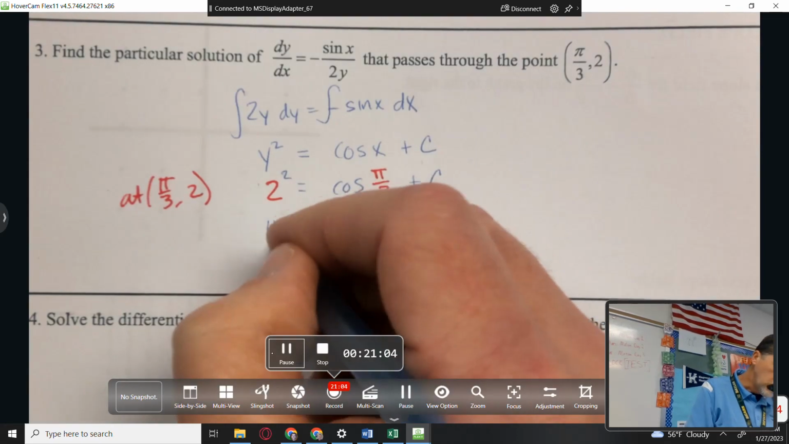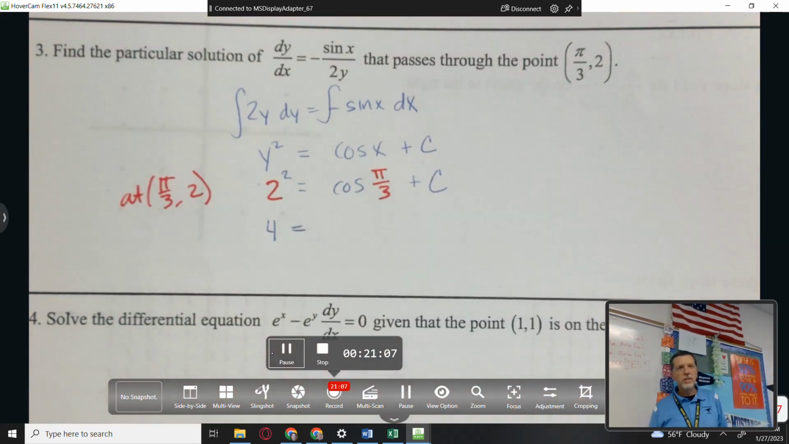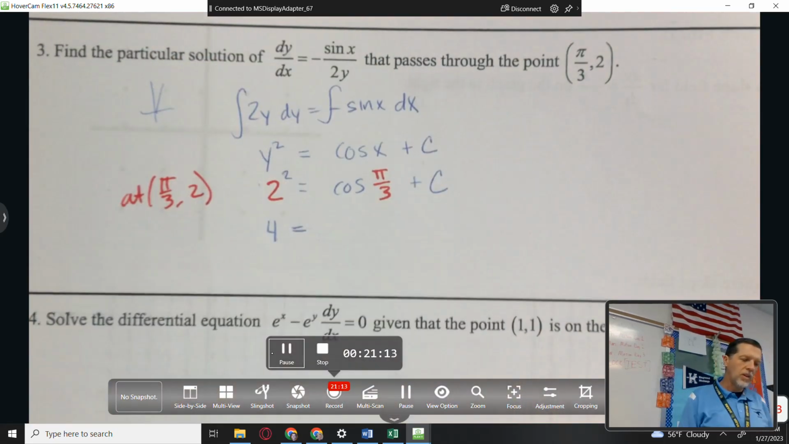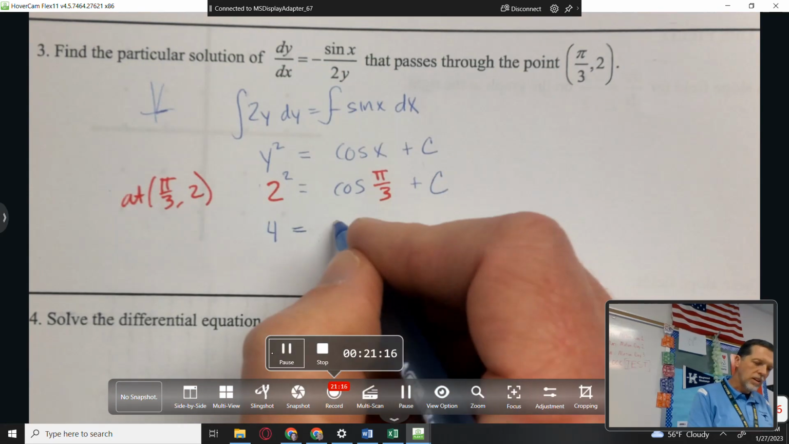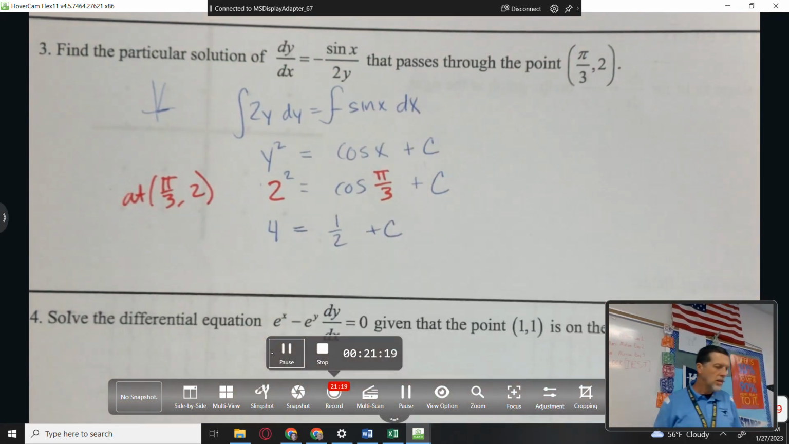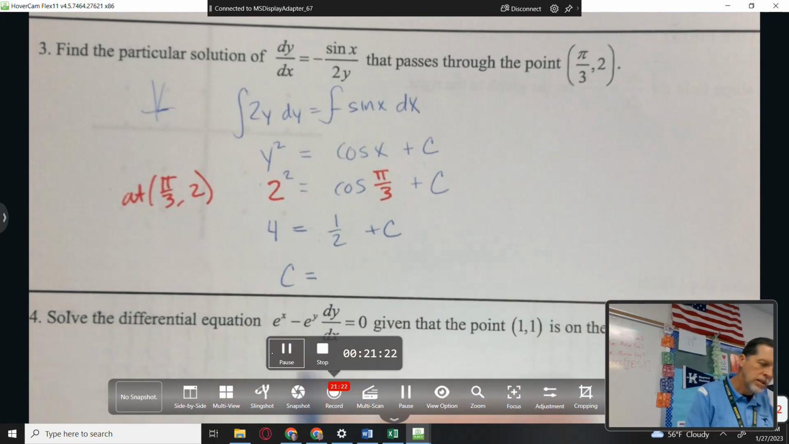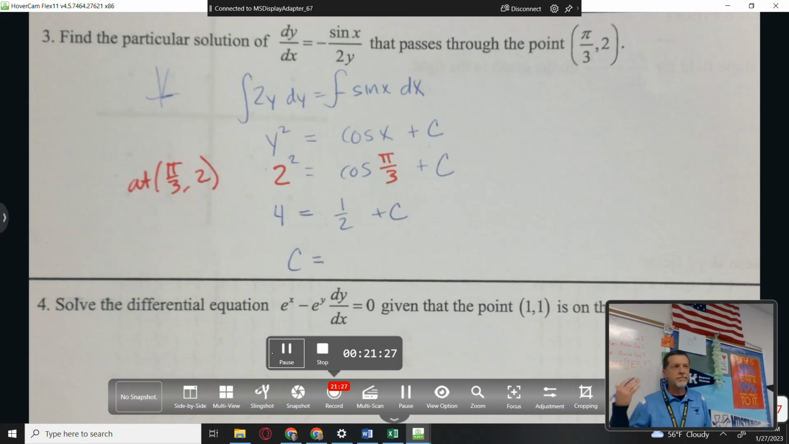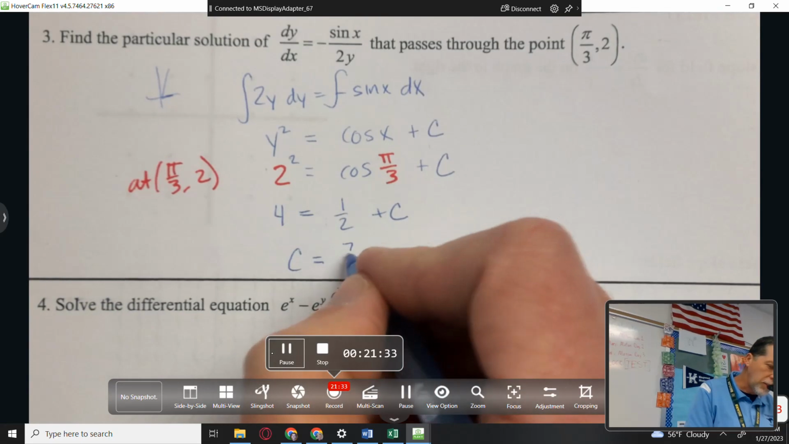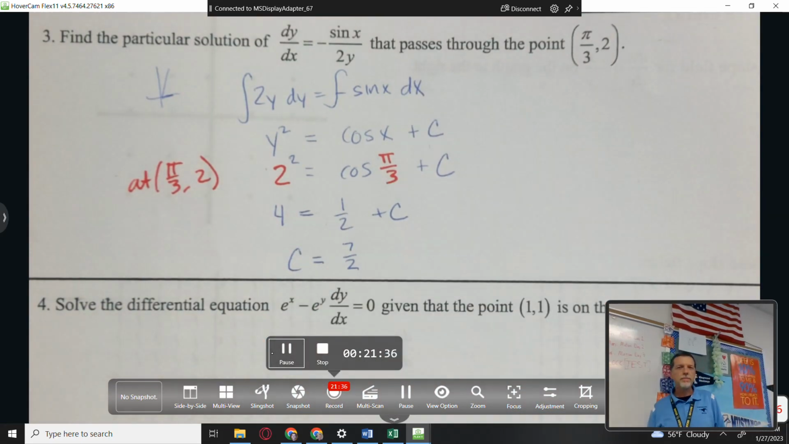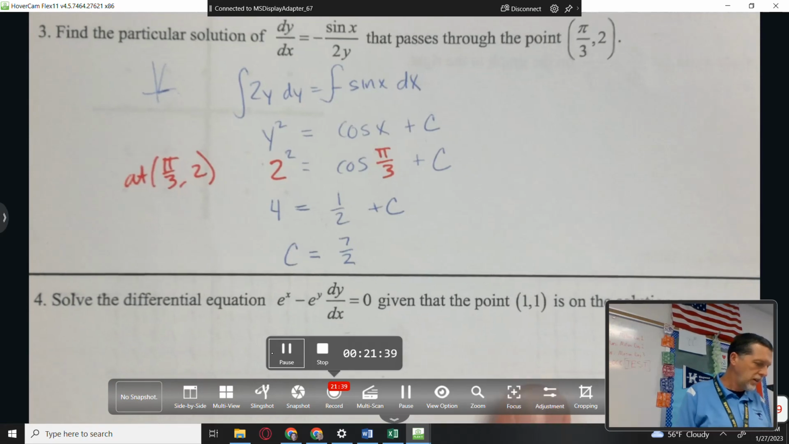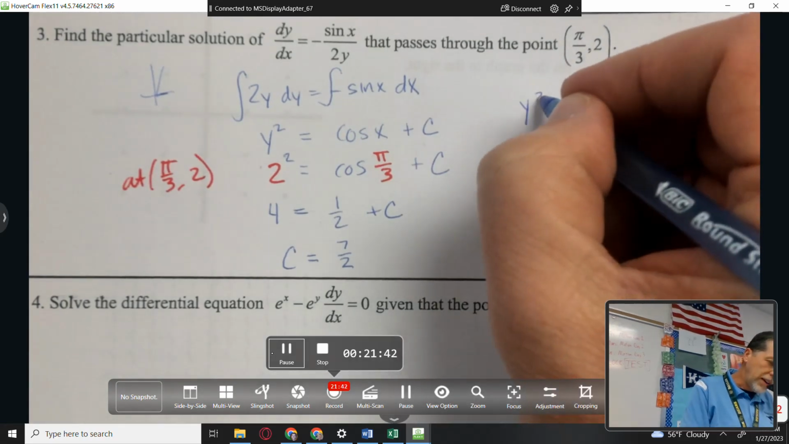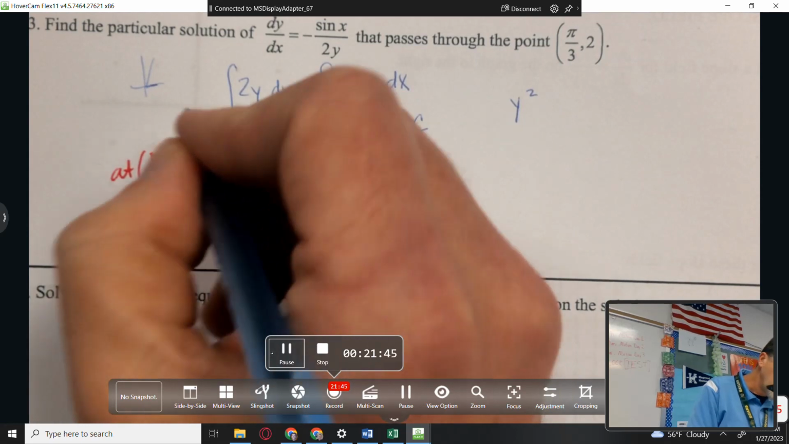So 4 equals cosine of pi over 3 plus c. Cosine of pi over 3: steep angle, x coordinate, 1/2. So C equals 7/2. 7/2, 3.5, however you want to say it. 7/2 is probably the most common, though 3.5 would be fine too. They wouldn't count it wrong.